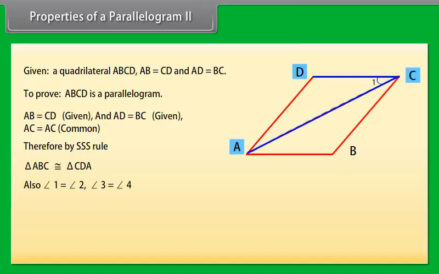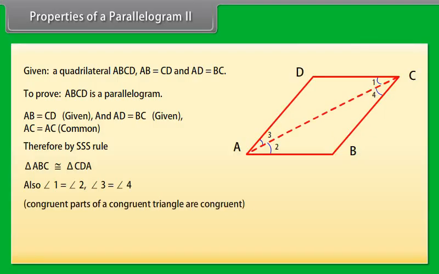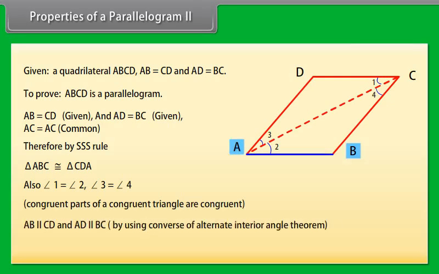Also, angle 1 is equal to angle 2 and angle 3 is equal to angle 4, because congruent parts of congruent triangles are congruent. Therefore, AB is parallel to CD and AD is parallel to BC. Hence, ABCD is a parallelogram. Properties of a parallelogram 3.